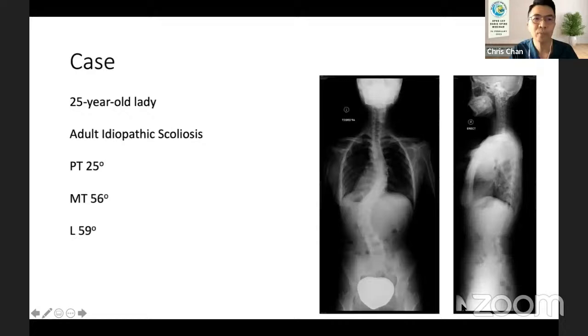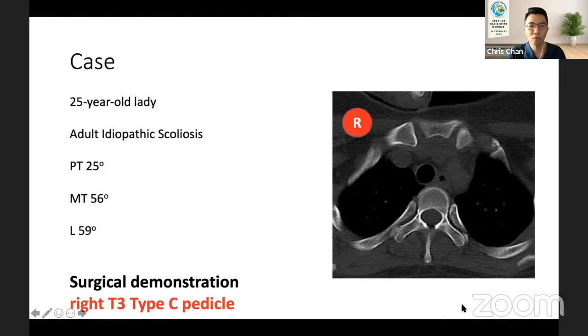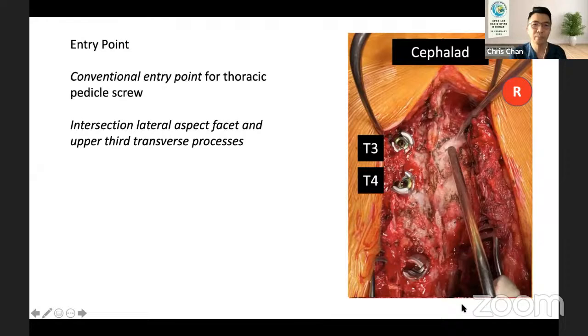So the case which we're going to show is a 25-year-old lady, adult idiopathic scoliosis, with the following curve. We're going to demonstrate the surgical technique over the right T3 type C pedicle. And this is the computed tomography of this patient at T3 level. This is the anticipated trajectory. So the entry point is the conventional entry point for thoracic pedicle screw as described by Dr. Bano. So the entry point is rounded.